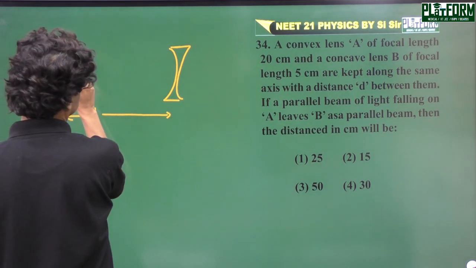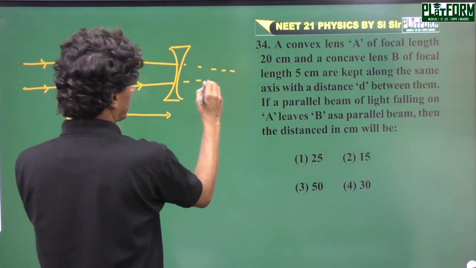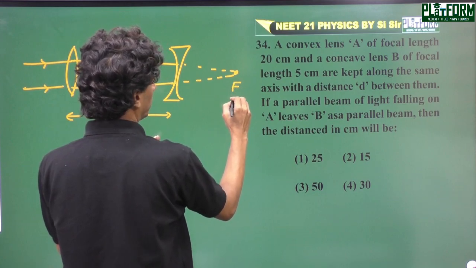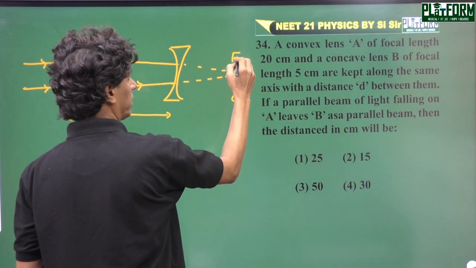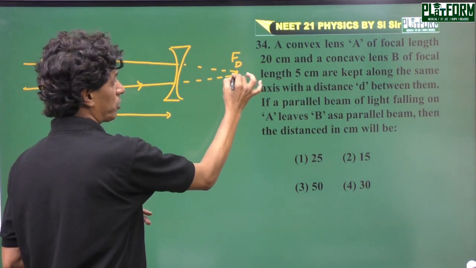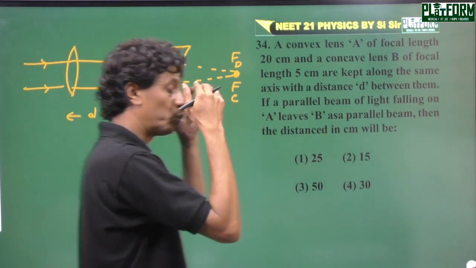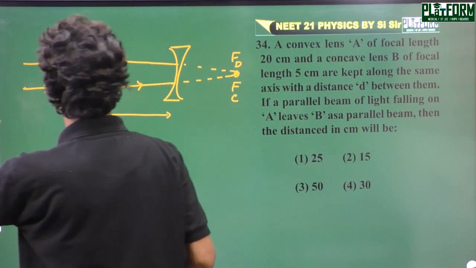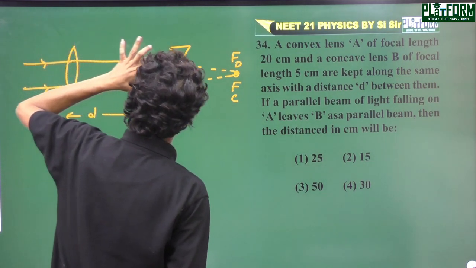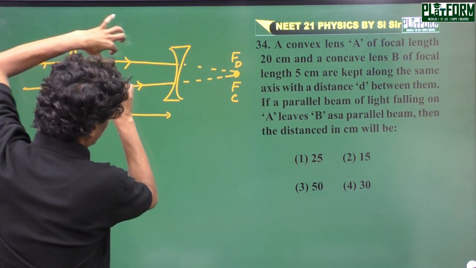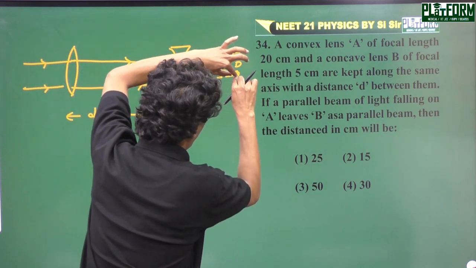So light, after passing through the converging lens, will converge at a point. Let us say this is the focus of the convex lens, and if it is also the focus of the diverging lens, if the focus of the two lenses coincides, so what happened? Parallel light enters the combination of lenses, and this ray was supposed to meet at the point FC, but due to the diverging lens, these two rays are supposed to converge at the point of focus of the diverging lens.